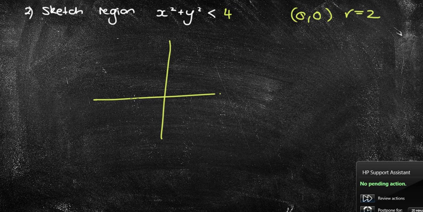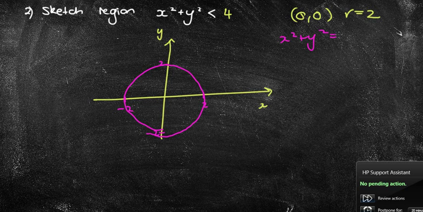So I'm going to now plot my graph, so my y, my x-axis. We can see we've got a radius of 2, so I'm just going to put -2, +2, +2, and -2, and we're going to sketch that circle. So it's not really perfect, but it's not too bad either. Okay, so that's my circle of x squared plus y squared equals 4.